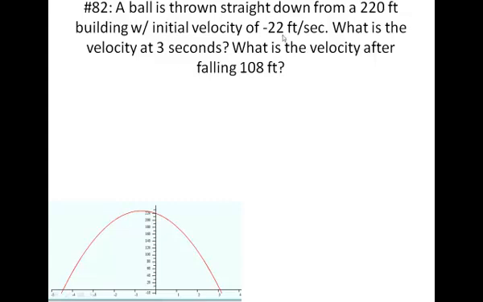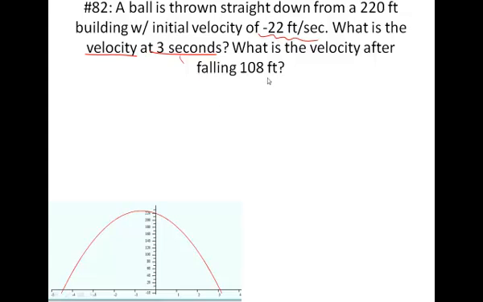So for 82, a ball is thrown from a 220 feet building with an initial velocity of negative 22. So in other words, they chucked this thing downwards. What is the velocity at 3 seconds? So notice they said velocity. They're asking for instantaneous at 3 seconds. They didn't say average. So we're going to have to assume that they're looking for the instantaneous.